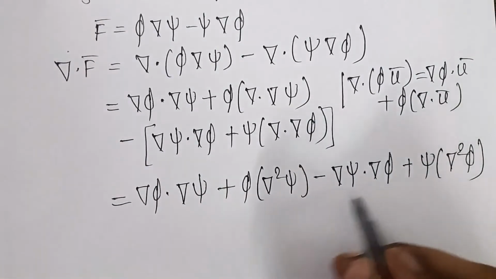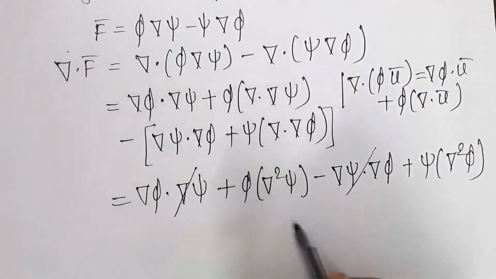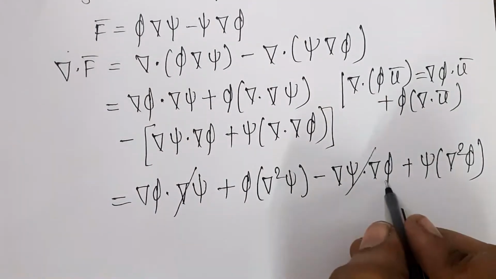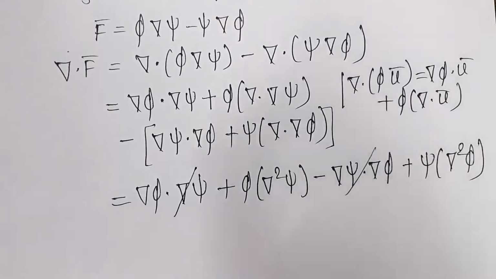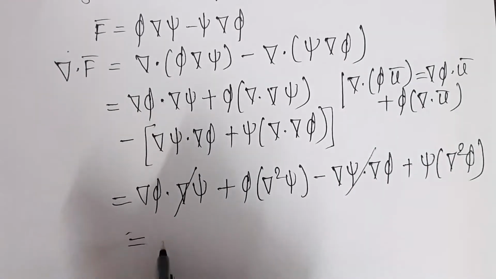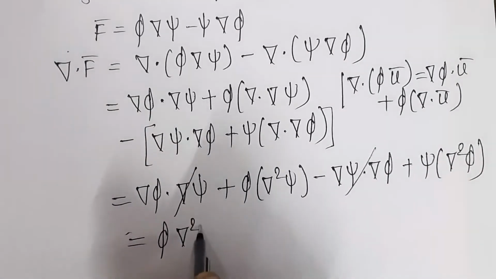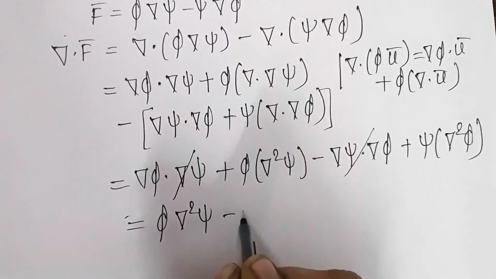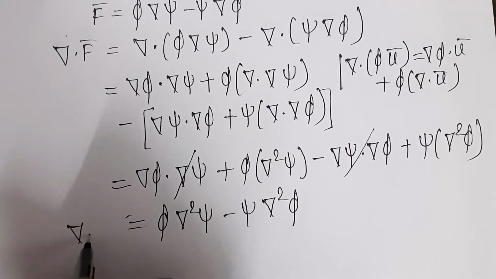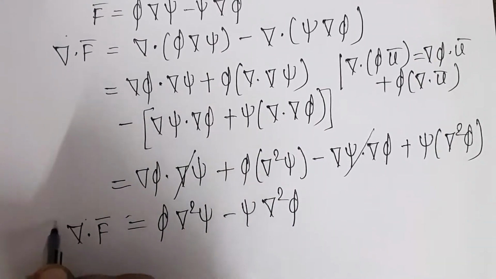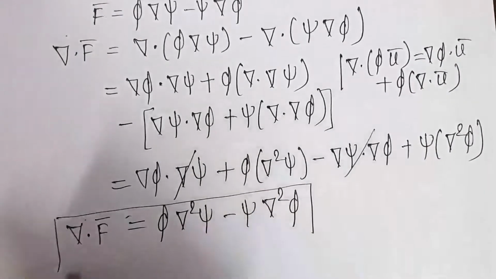Now the del phi dot del psi terms get cancelled, because dot product is commutative: del psi dot del phi is nothing but del phi dot del psi. So this is equal to phi into del square psi minus psi into del square phi. This is the value of del dot F. Substitute in Gauss divergence theorem.